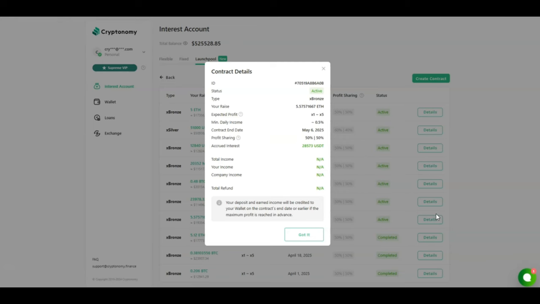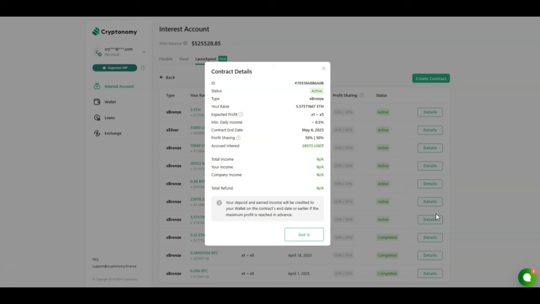Looking at my Ethereum contract that I started on 6th of May 2024, I invested 5.5 Ethereum. I'm expecting up to a 5x profit. It's going to expire May the 6th, 2025. And so far already, within a month and a half, I've accrued 28,573 USDT. Not a bad opportunity, guys.